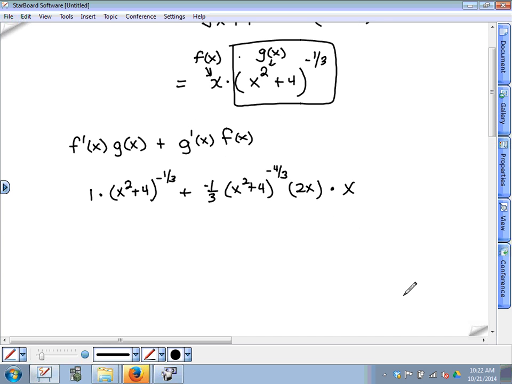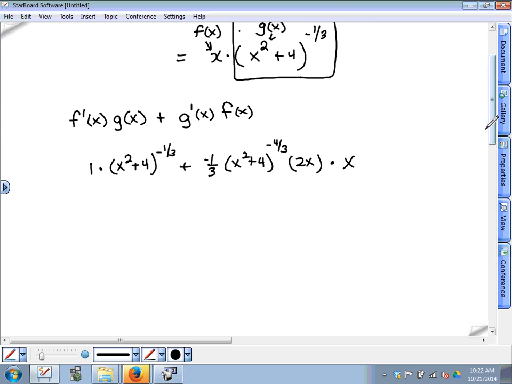Okay. Let's keep going. We're not done with this. Let's combine where we can. So that's going to be x squared plus 4 to the negative 1/3 minus 2x squared over 3 times x squared plus 4 to the negative 4/3.